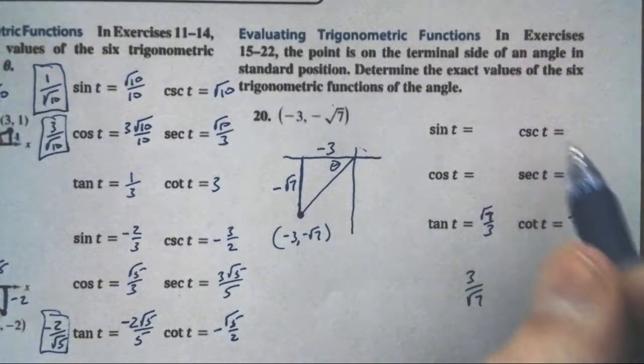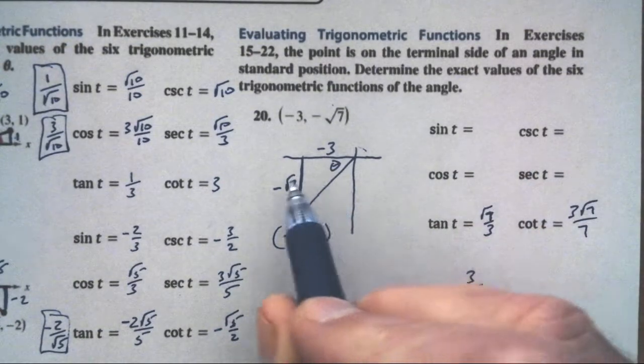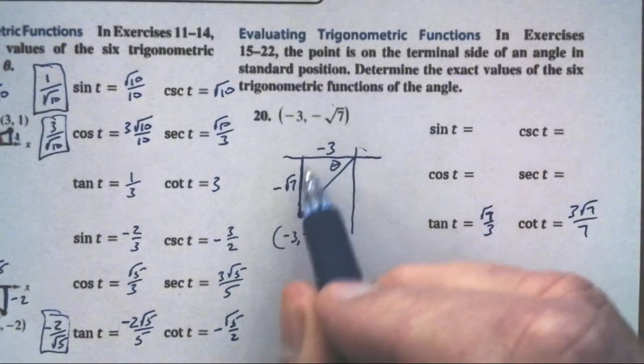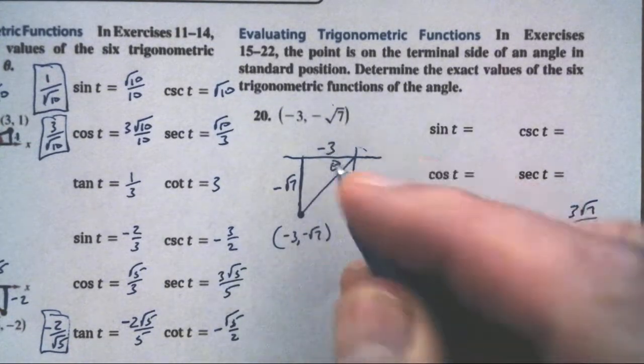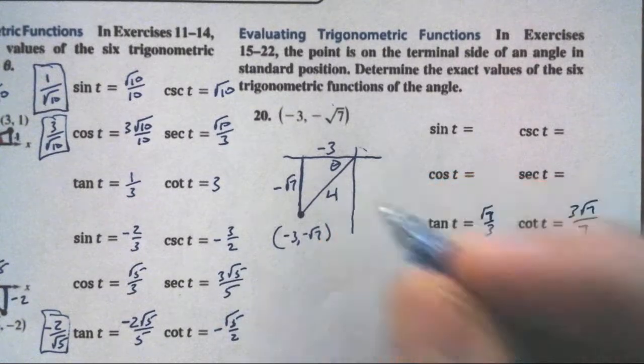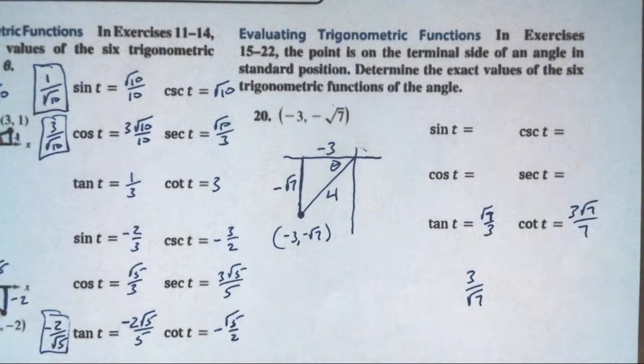Cosine, sine, cosecant, secant, we need r. Well, square it, the negatives get canceled. I get plain old 7 plus 9. 7 plus 9, 16, square root of 16. This side's plain old 4. And the radius is always considered to be positive.